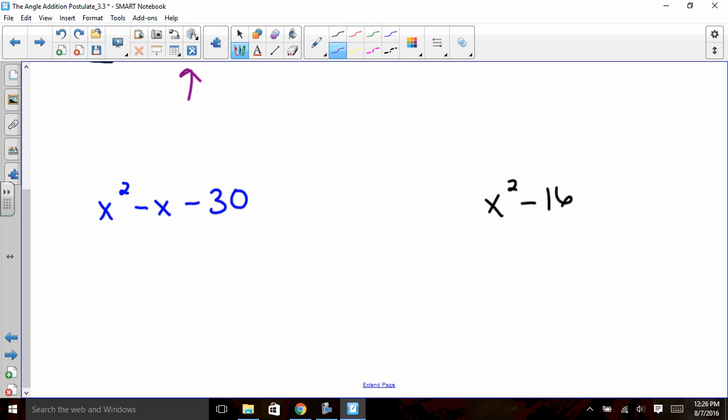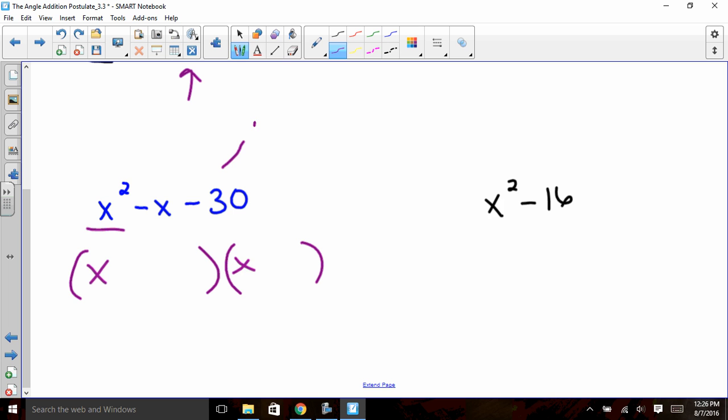All right, let's take a look at number 3. Start with my 2 sets of parentheses again. If you haven't noticed the pattern yet, if there's just an x squared there, the first spot in each parenthesis set will be an x. Now, we need to look at what multiplies to negative 30, but adds to a negative 1.